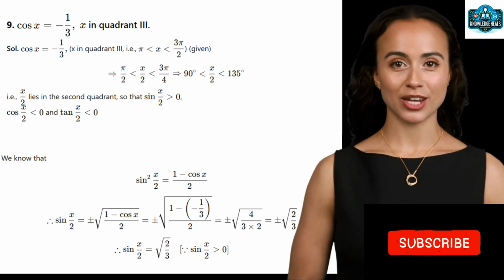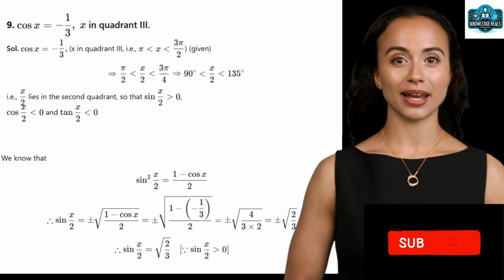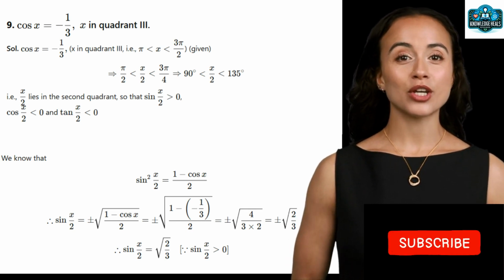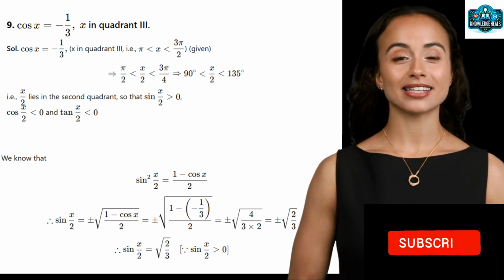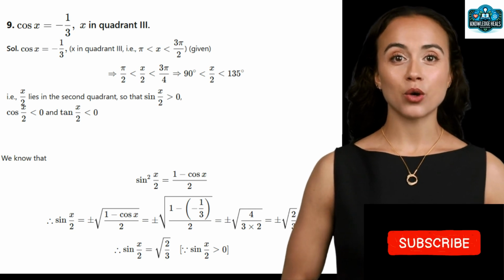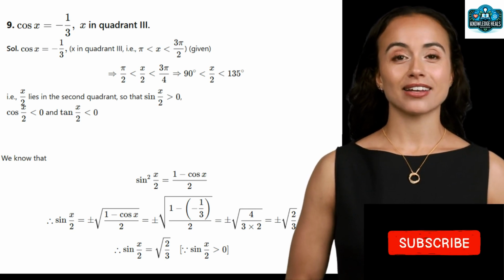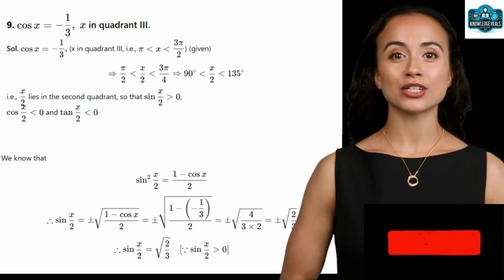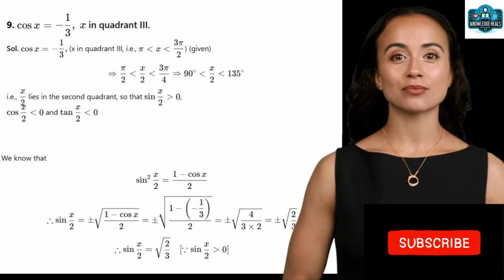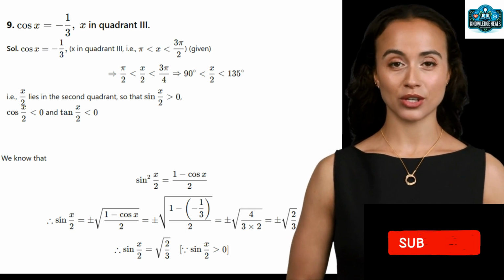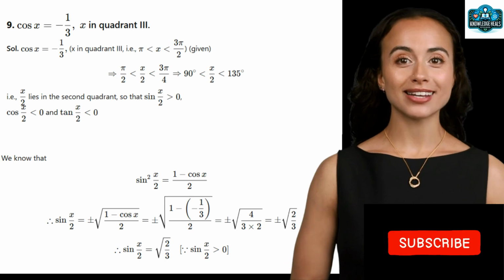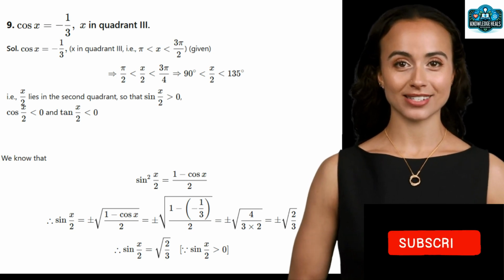Let's see our other equation, that is cos x equal to minus 1 by 3, where x lies in the third quadrant. As we know, the third quadrant is pi is less than x is less than 3 pi by 2. Now we will divide the whole equation by 2. That is pi by 2 less than x by 2 is less than 3 pi by 4. Now we know the value of x by 2 lies in the second quadrant, so sin x by 2 is greater than 0, cos x by 2 is less than 0, and tan x by 2 is less than 0.